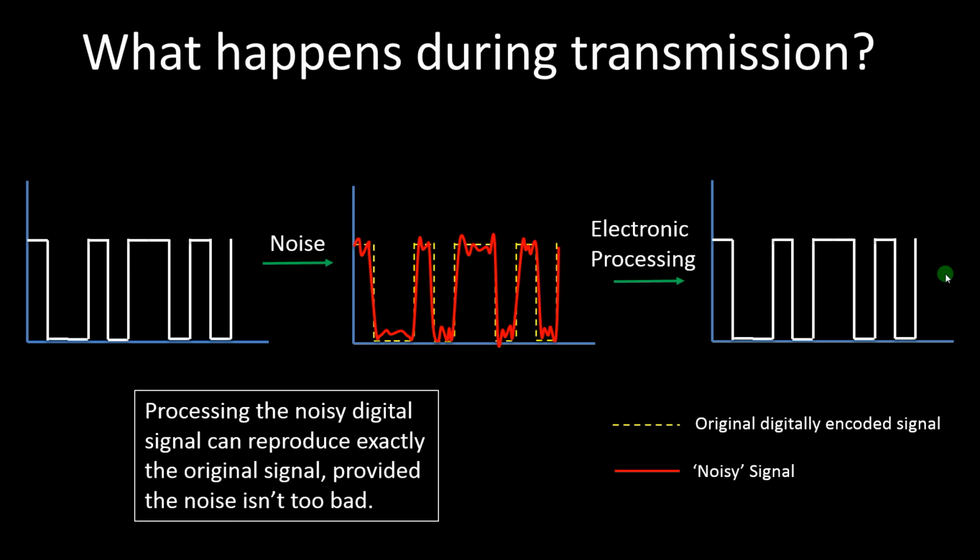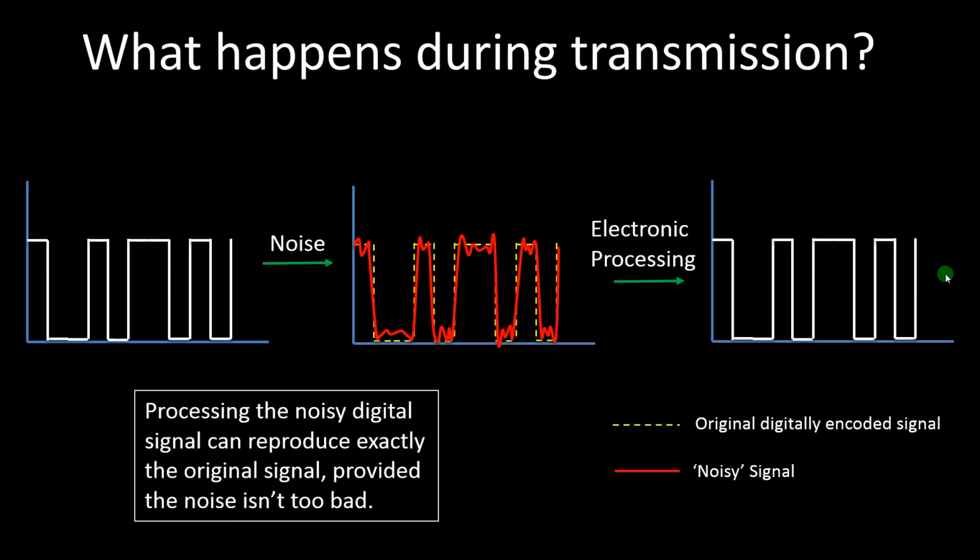If it gets really horrendous, and the red line goes a very long way away from the yellow, then the electronics can't do their job, and that's what happens when you have your digital TV picture sort of freeze. That means the electronics have not been able to get rid of the noise.